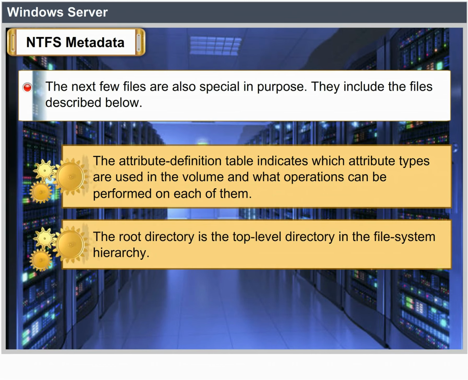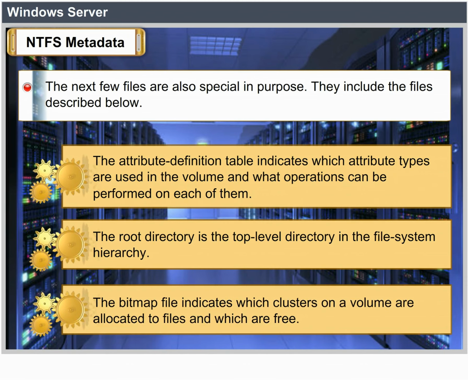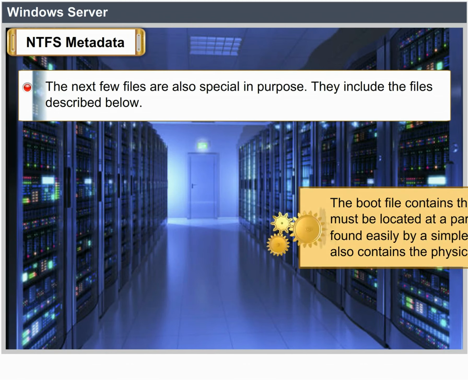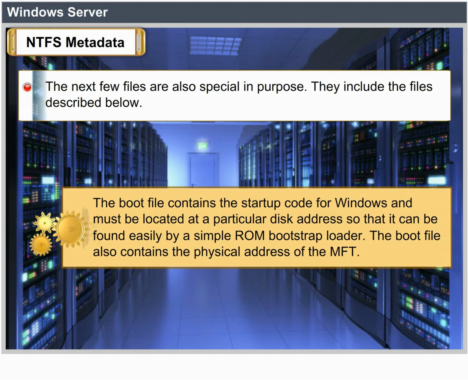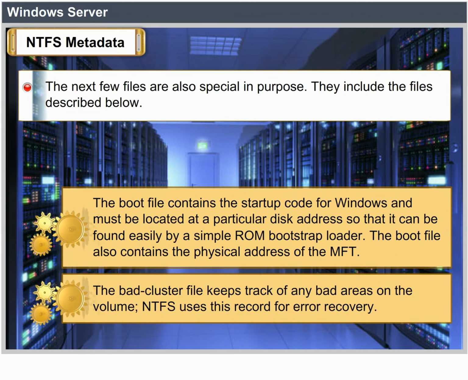The bitmap file indicates which clusters on a volume are allocated to files and which are free. The boot file contains the startup code for Windows and must be located at a particular disk address so that it can be found easily by a simple ROM bootstrap loader. The boot file also contains the physical address of the MFT. The bad cluster file keeps track of any bad areas on the volume. NTFS uses this record for error recovery.